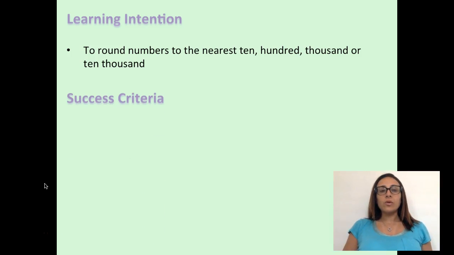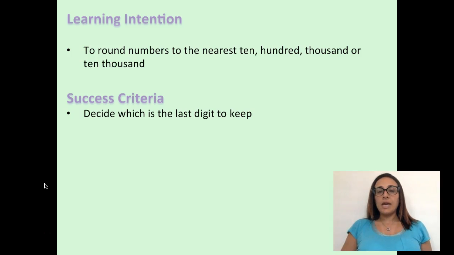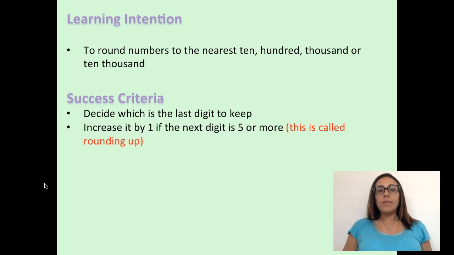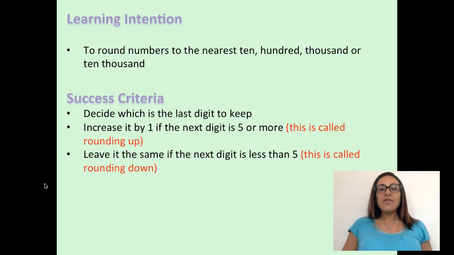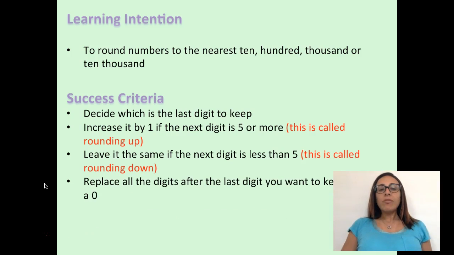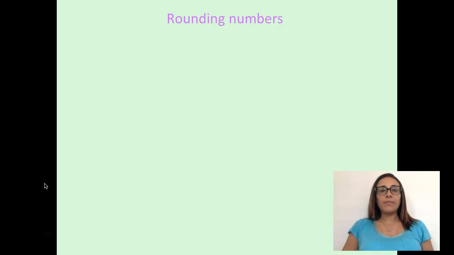To be successful, the first thing you need to do is decide which is the last digit to keep. Increase it by 1 if the next digit is 5 or more. This is called rounding up. Leave it the same if the next digit is less than 5. This is called rounding down. And replace all the digits after the last digit you want to keep with a 0. This will all be made a little bit clearer when we go through a few examples.